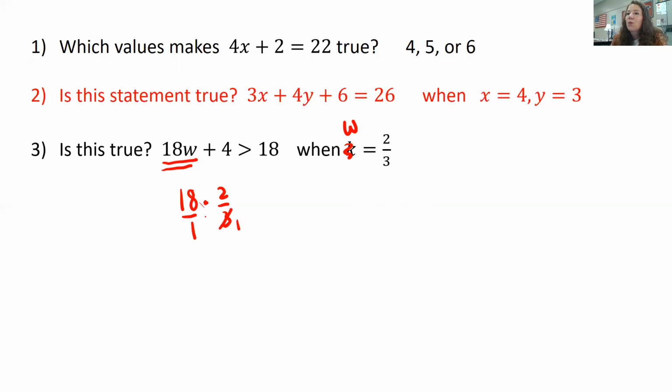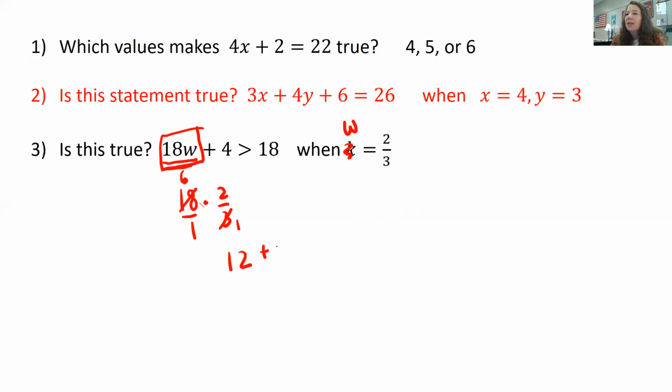3 divided by 3 is 1. 18 divided by 3 is 6. So now I know that 2/3 of 18 is 6 times 2 is 12. So I've just done this part right here. So 2/3 of 18 is 12.